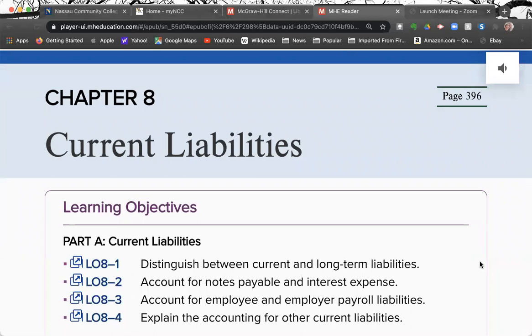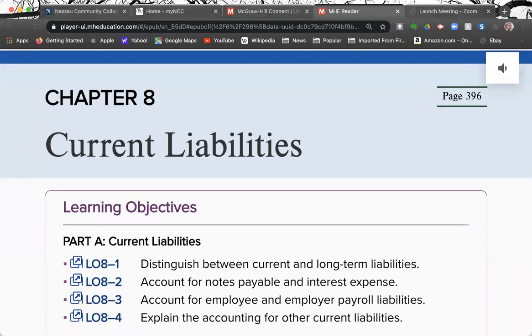Chapter 8, current liabilities. Now remember, we've heard that term before, right? What is a liability? A liability is a debt. It's something that needs to be repaid. It's something that we borrowed and have to pay for later. It's something that we owe to somebody. Usually it's cash, but we saw also that there's such a thing called deferred revenue. Remember that? Right. So I think by now we should know what a liability is.